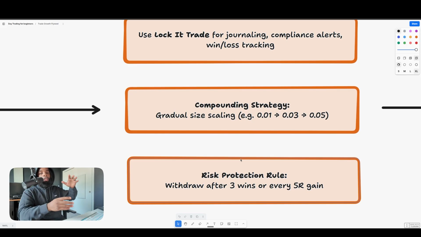Once you create the plan, it will tell you week 1, start here. If you get here, then go to week 2, start here. If you get here, then go to week 3, start here. And that's pretty cool that it does that.